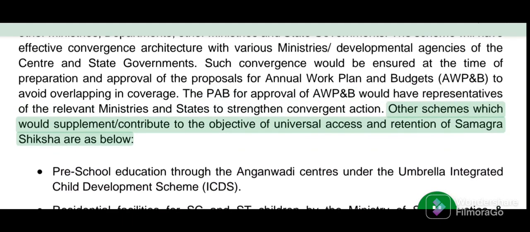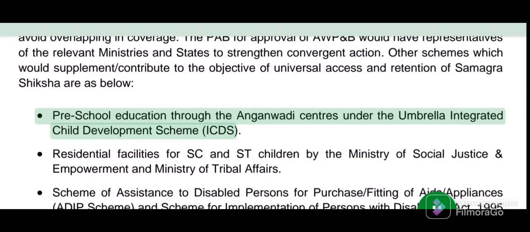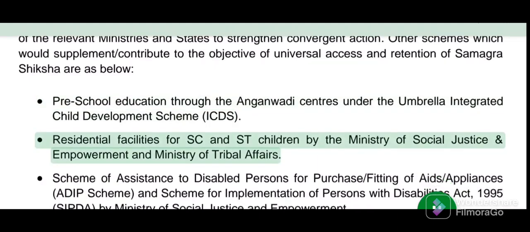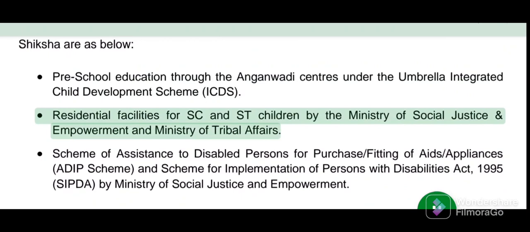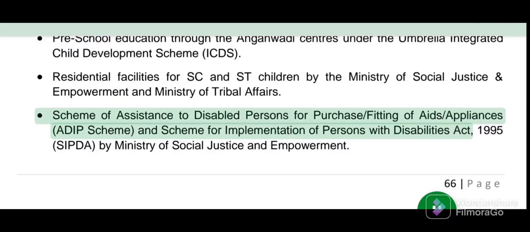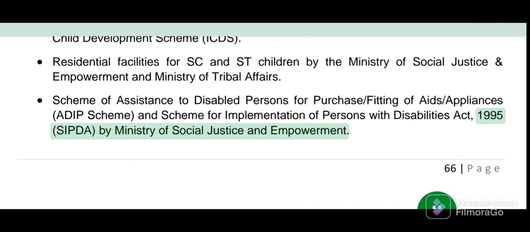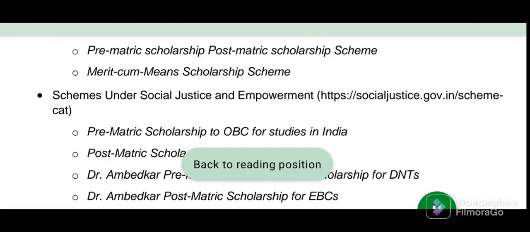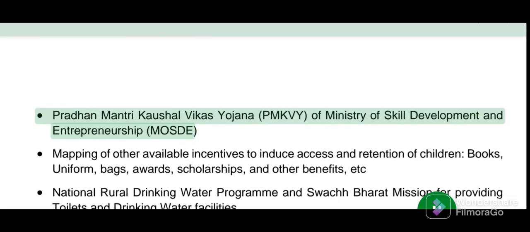Other schemes which would contribute to the objective of universal access and retention of Samagra Shiksha are as below. Preschool education through the Anganwadi centers under the umbrella Integrated Child Development Scheme, ICDS. Residential facilities for SC and ST children by the Ministry of Social Justice and Empowerment and Ministry of Tribal Affairs. Scheme of Assistance to Disabled Persons for Purchase/Fitting of Aids and Appliances, ADIP Scheme, and Scheme for Implementation of Persons with Disabilities Act 1995, SIPDA, by Ministry of Social Justice and Empowerment. Pradhan Mantri Kaushal Vikas Yojana, PMKVY, of Ministry of Skill Development and Entrepreneurship, MoSDE.